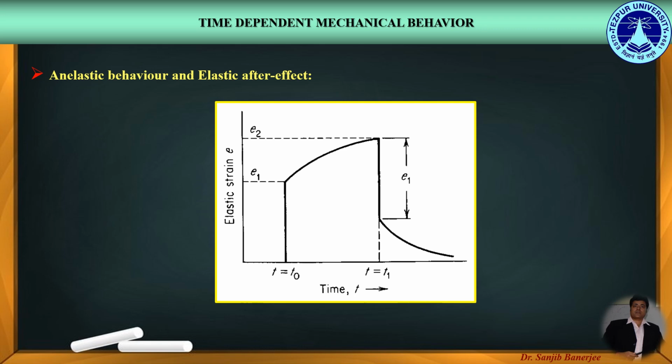In this figure, we can see an elastic strain of E1 is applied to an anelastic material. With increasing time, the strain gradually increases to a value of E2, the completely relaxed strain. Now the amount of anelastic strain becomes E2 minus E1. If the load is suddenly removed at time equal to T1, the material undergoes an immediate elastic contraction equal in magnitude to E1, as shown in this figure. And with further passage of time, the strain decays to 0. This behavior is called an elastic after effect.